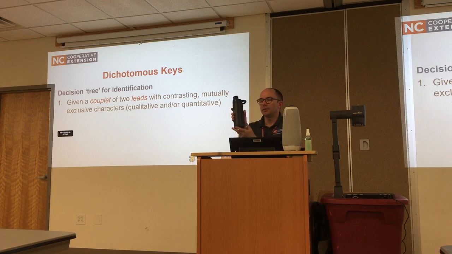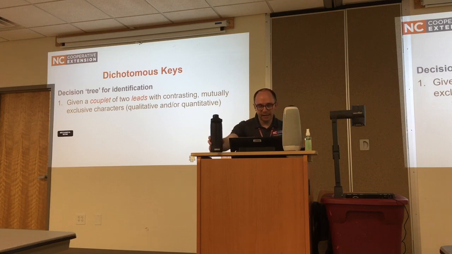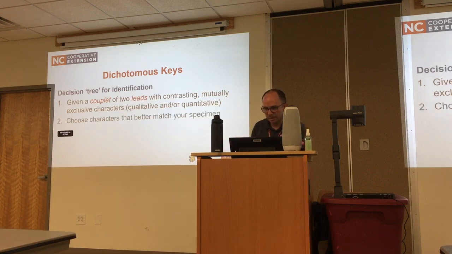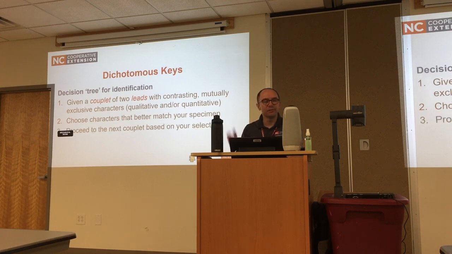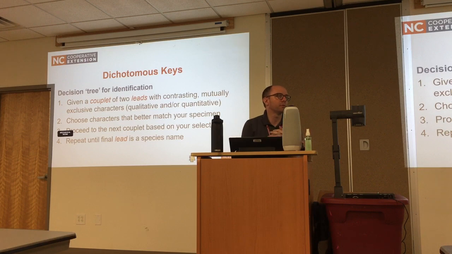It's delicious. So you get a given sample, and you read the two descriptions and see if the features you see more closely match one lead over the other. And so you choose the characters that better match that specimen, and then it will tell you where to go next. And you keep repeating that process in an iterative fashion until you get to a taxon name or a species name or a family or whatever rank you're looking at.